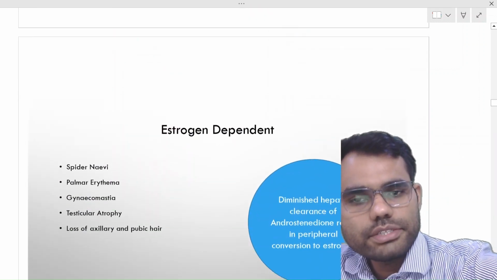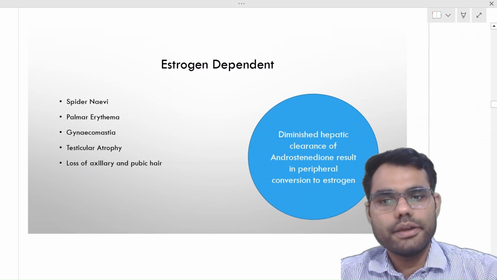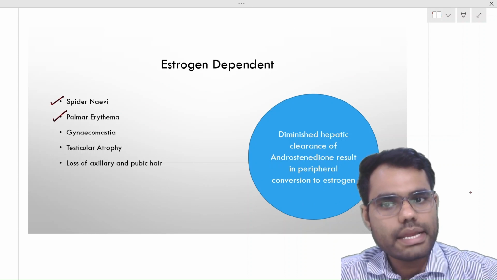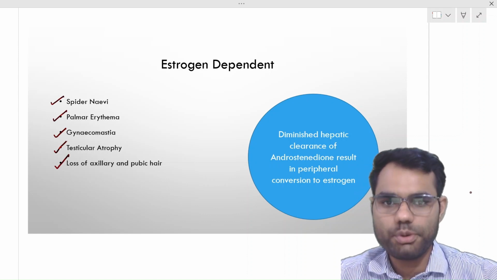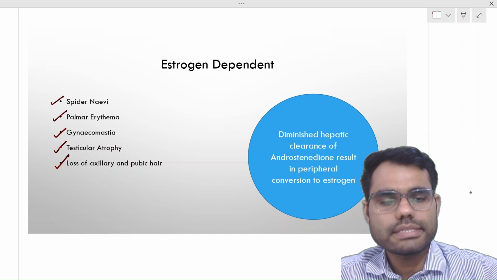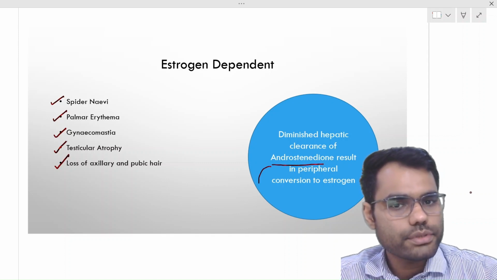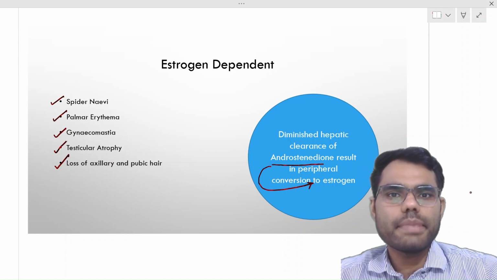So first of all, we should know that what are the estrogen dependent signs in a CLD patient, right? So these are the 5 important signs: spider nevi, Palmer erythema, gynecomastia, testicular atrophy, and loss of axillary and pubic hair, which are estrogen dependent signs. And the mechanism is that androstenedione is not cleared by the liver, and therefore it goes to the periphery and gets converted to estrogen, right? So this is the mechanism behind the appearance of these 5 signs in a patient with CLD.